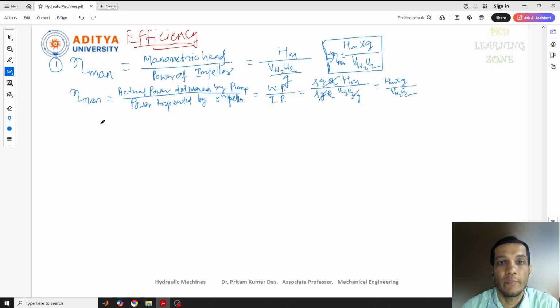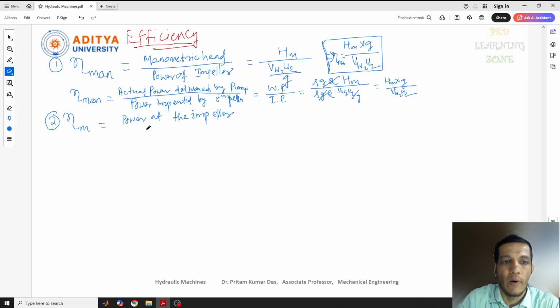So mechanical efficiency is the important one because of your power generation, you can say. Mechanical efficiency is indicated by eta M. Okay, and here the definition is the ratio of power at the impeller to the shaft power, or power at the shaft. We can write power at the shaft, as simple as that.